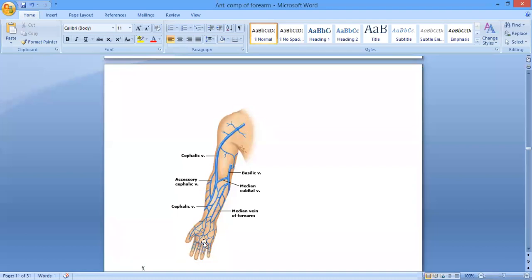I repeat it again. It starts from the dorsum of the hand, on the lateral aspect of the dorsal venous arch. Then it winds around near the wrist. It winds around the lateral border of the forearm. Then it ascends on the anterolateral aspect of the forearm. Crosses the cubital fossa.